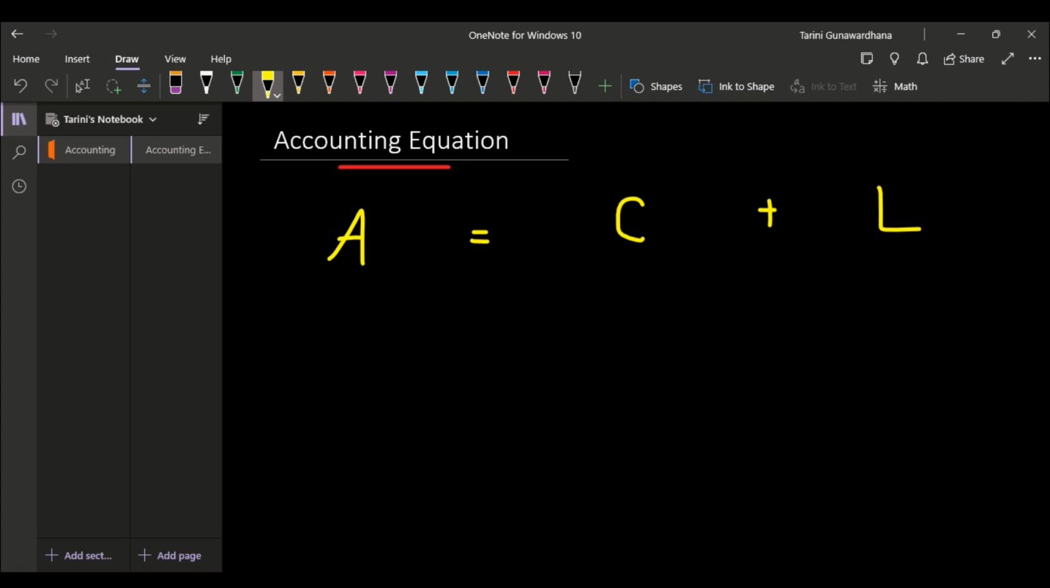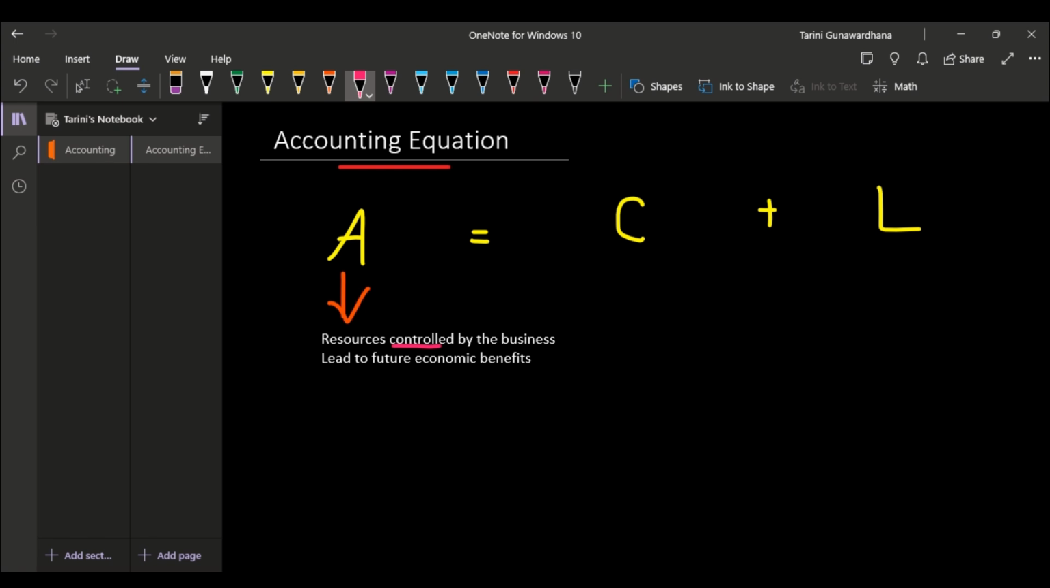What are assets? Let's first learn what assets are. So this is how you define assets. Assets are resources controlled by the business and these will lead to future economic benefits. What is that supposed to mean? Resources controlled by the business.